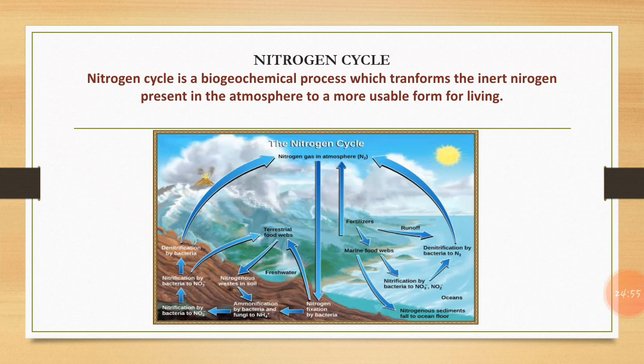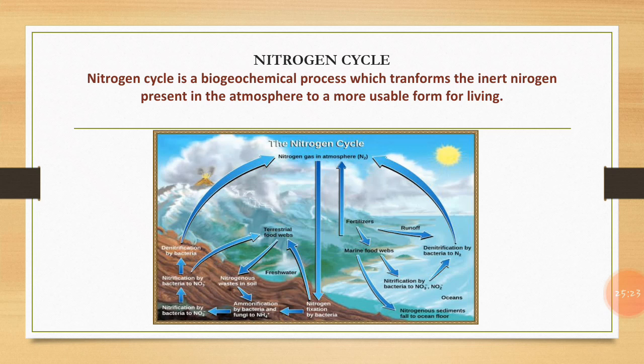The first one is atmospheric fixation, a natural phenomenon where the energy of lightning breaks the nitrogen into nitrogen oxide. The lightning that occurs causes the breaking down of nitrogen into nitrogen oxide, and that nitrogen oxide is then used by the plants in that form. So this is known as atmospheric fixation.